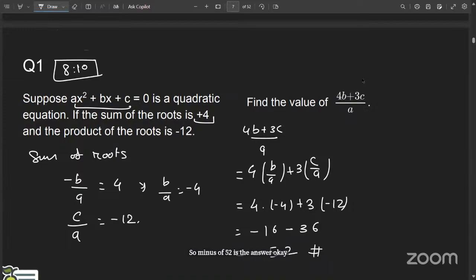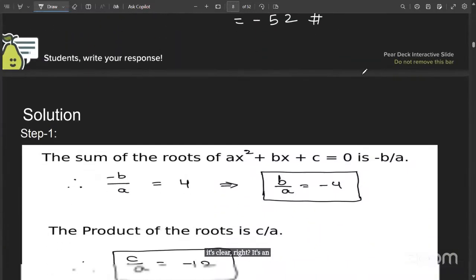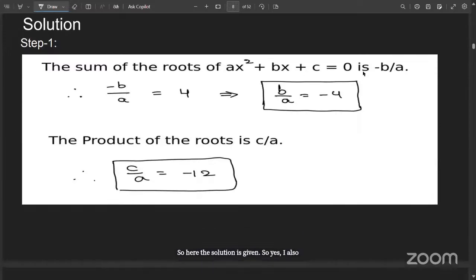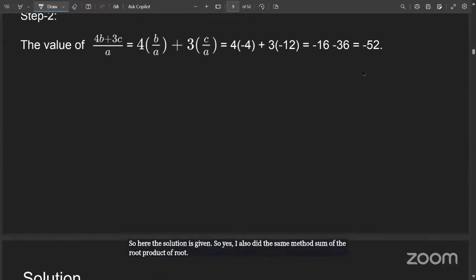Okay, is there any doubt in this question? It's clear, right? It's an easy question. Here the solution is given. Yes, I also did the same method: sum of roots, product of roots. Okay, and here is the calculation.